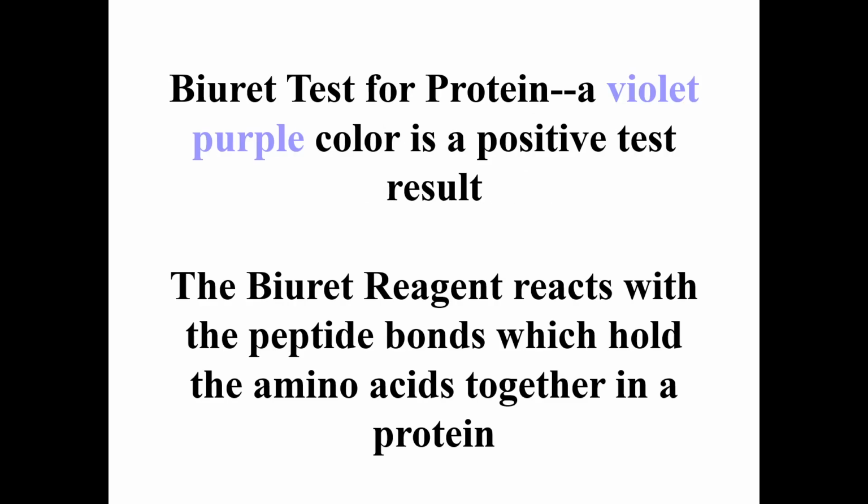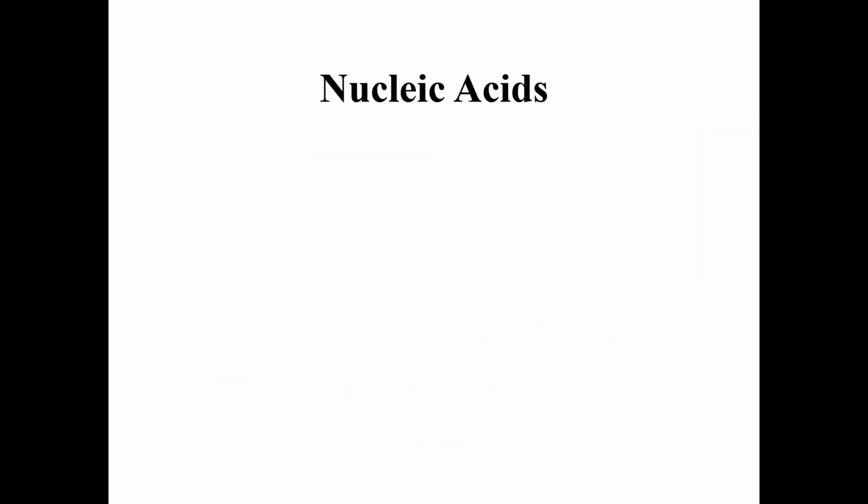And so how do we test if something is a protein? Well, we do a biuret test for protein. And so what will happen is we'll get a violet purple color, and when it becomes that color, you know that it is a protein. Okay? Violet purple, protein. And so how this happens, the biuret reagent just reacts with the peptide bonds that hold the amino acids together in the proteins, and it's able to dye that, and we're able to see it.